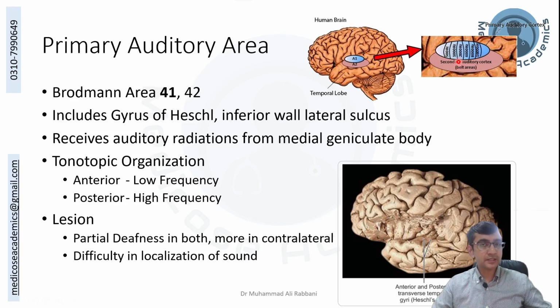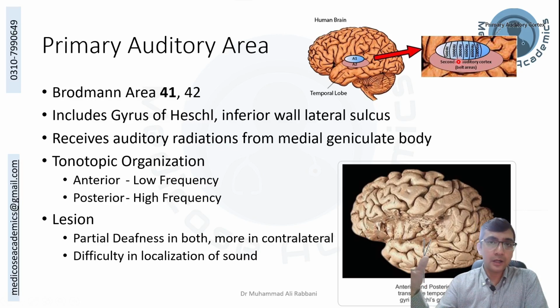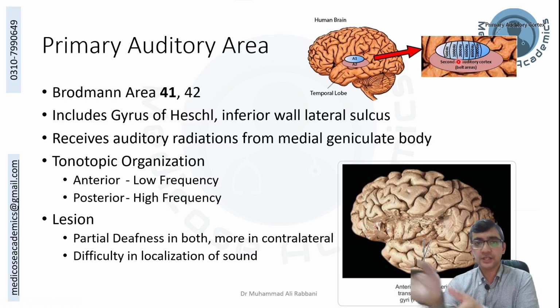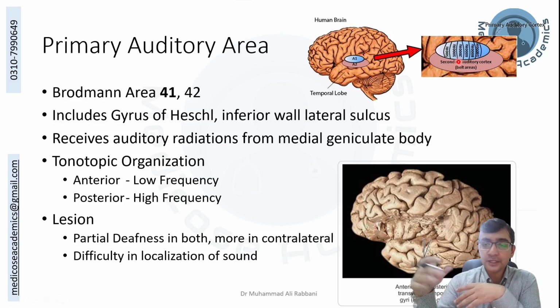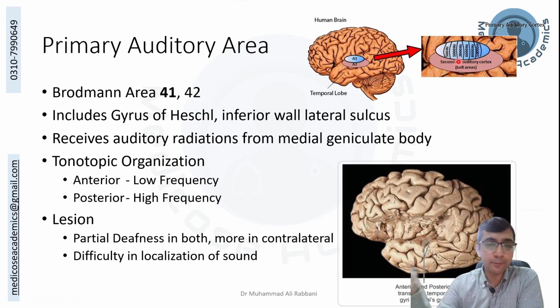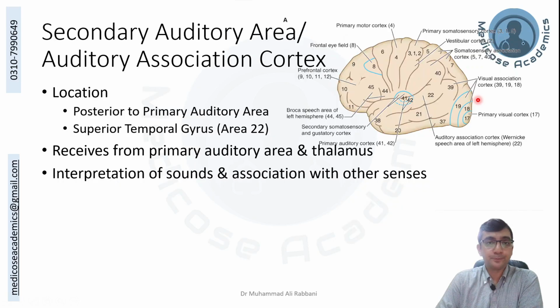With our cranial nerve lectures, you can see the auditory pathway with the vestibulocochlear nerve. And if you see the pathway, we'll see that it is ultimately receiving signals from both sides, both ears, and more from the contralateral aspect. So if this is damaged, it will lead to partial deafness in both ears, and more affected will be the contralateral ear.